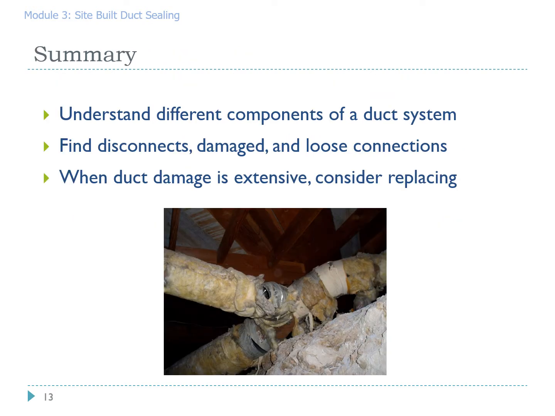To summarize what we've covered so far, we have covered the different components of a duct system and what the program tells you to do to adhere to the specifications for those specific parts. Also, we've covered ways to find disconnects, never connects, damaged, and loose connections. And also, hopefully, we have covered that sometimes it's easier to replace ductwork than it is to fix it.